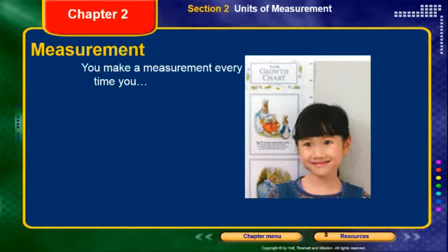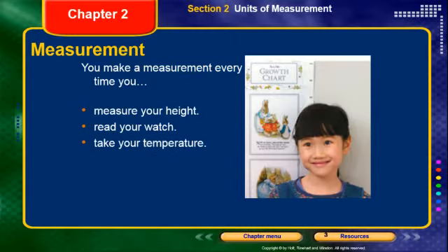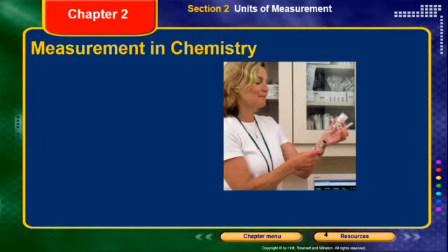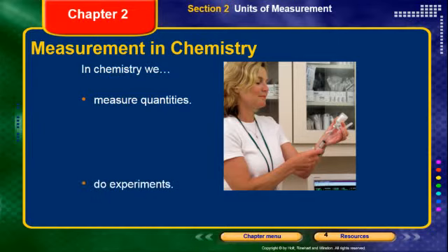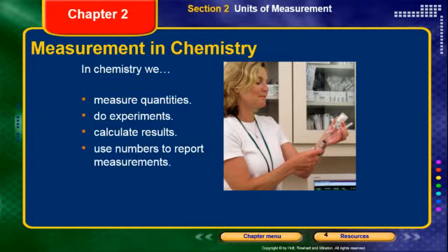All right, starting out with the measurements. You make a measurement every time you, for example, measure your height, read your watch, take your temperature, weigh a cantaloupe or whatever fruit you like. When we're talking about measurements in chemistry, we measure quantities, how much of something we have, do experiments, calculate results, use numbers to report measurements, compare results to standards to see how we compared to the accepted values.